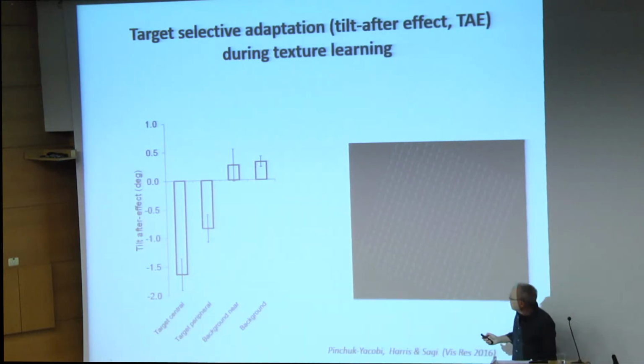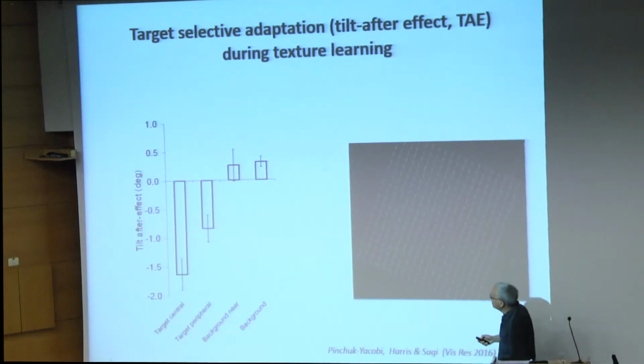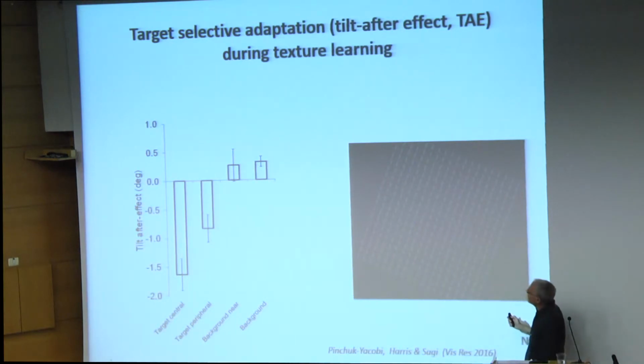So this is a tilt after effect, the bias in orientation of perceived vertical as a function of location for 4 different specific locations in the stimulus. So we see a strong tilt after effect in locations that correspond to the center element of the target. These locations, which are extensively exposed to this tilted line, get a very strong tilt after effect, meaning there is adaptation.